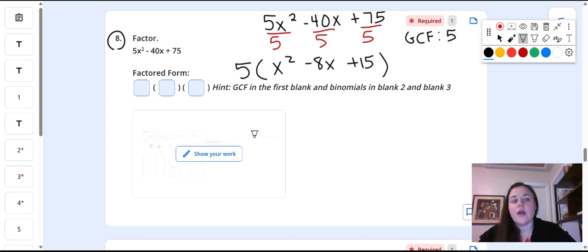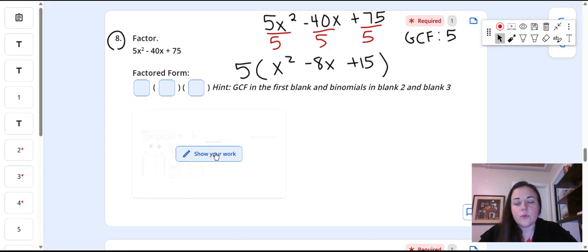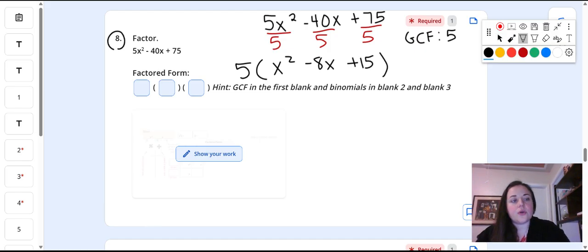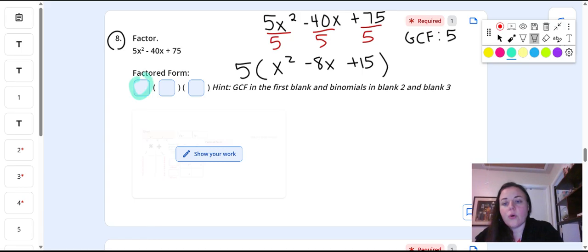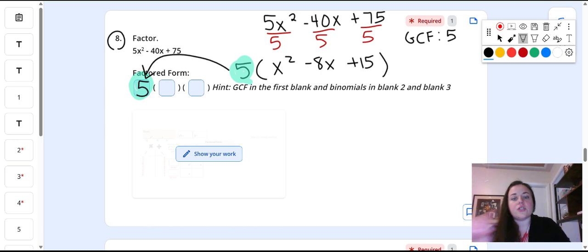Oh, okay, good. All right, so let's go into the show your work. And when we go into the show your work, you're only taking what's inside the parentheses into it. So the 5 is the GCF, that goes in the first blank. Now we're just going to try to factor this further. So that way our final answer is going to look something like this.